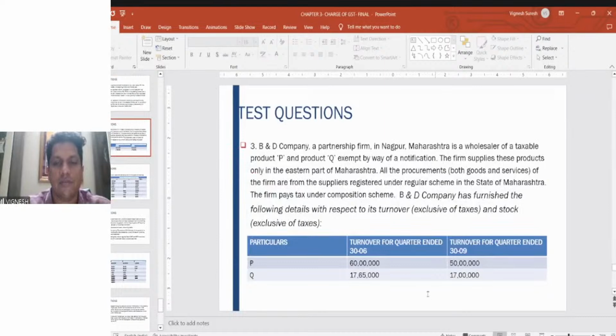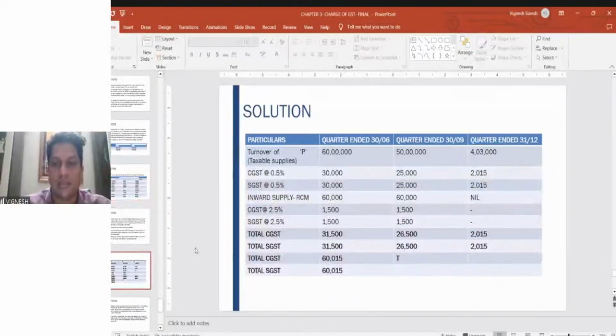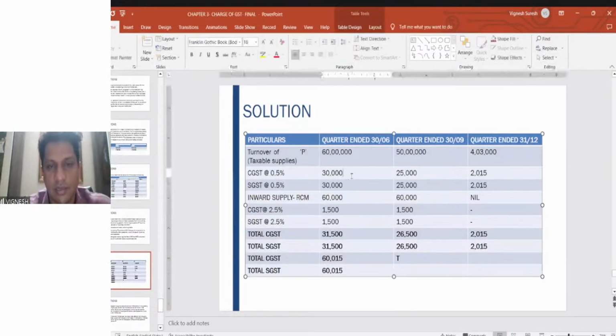60 lakhs taxable here, 50 lakhs taxable here. Then you add the balance. If you add the balance, you will get the total turnover. Fine. So even though the total is 1.5, composition scheme tax applies only on the taxable items. So that is 60 lakhs plus 50 lakhs plus 4 lakh 3,000. On this, CGST 1%, SGST 1%. Right? So this is what you have to calculate. So on 60 lakhs, CGST 0.5%, SGST 0.5%, and so on for the rest. This is your total CGST and SGST on the turnover of the taxable supplies.